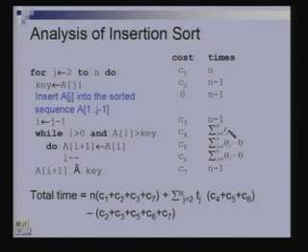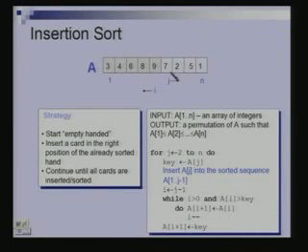T sub j reflects the number of times I have to shift an element to the right when I am inserting the jth card into my hand. So in the previous example, when I am inserting 7, I had to shift 2 elements, 8 and 9. So T sub j is going to be counting that quantity.